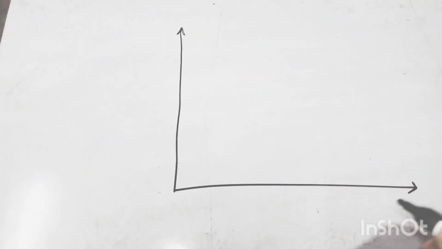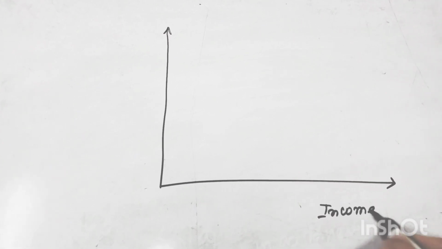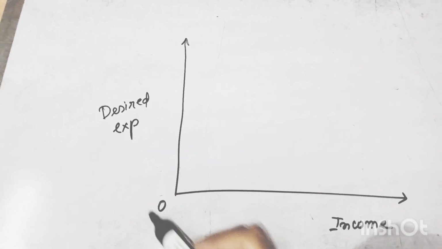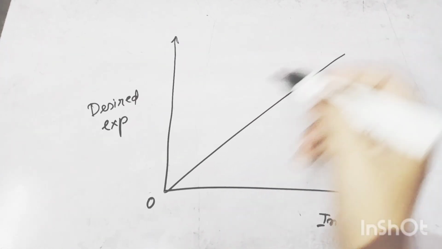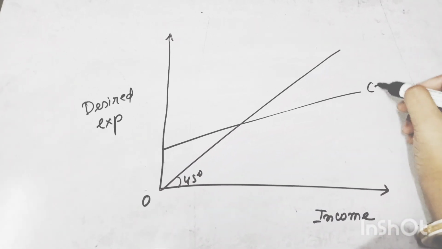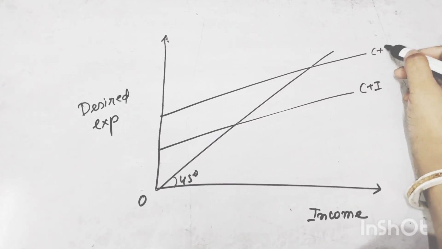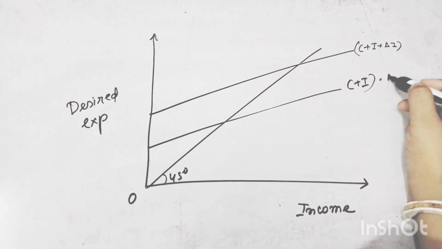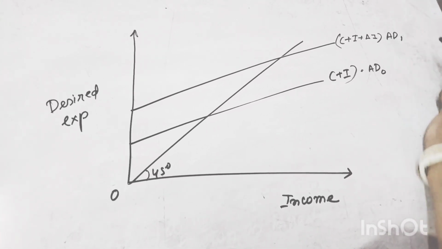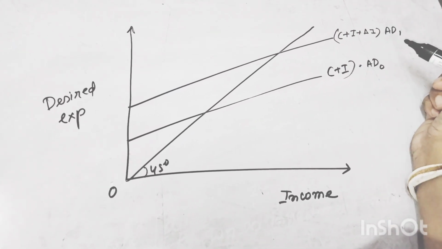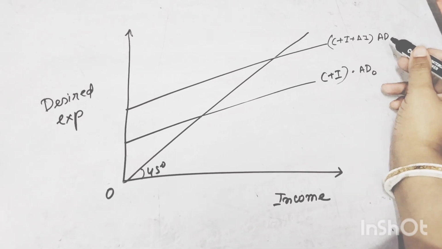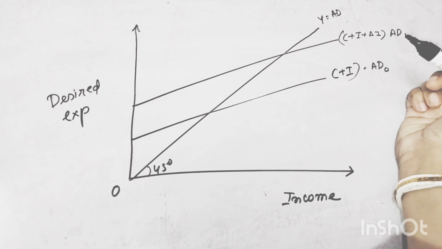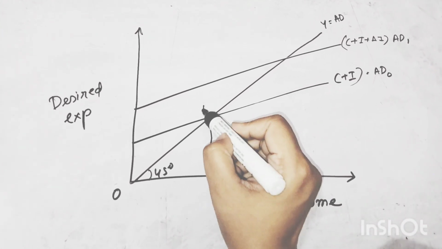So here on the x-axis we are measuring income or output. On the y-axis we are measuring desired expenditure. This is the 45-degree line. This is your C plus I curve. C plus I plus del I. That means this is aggregate demand, and your aggregate demand will increase to AD1 when your investment expenditure is increasing. Your aggregate demand is increasing from AD0 to AD1, and this line is where income equals aggregate demand. Then initially your equilibrium point will be at E0.